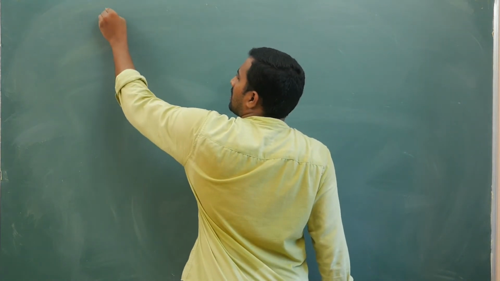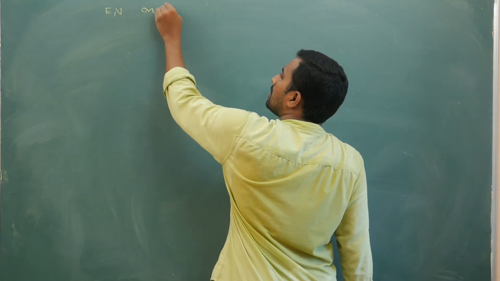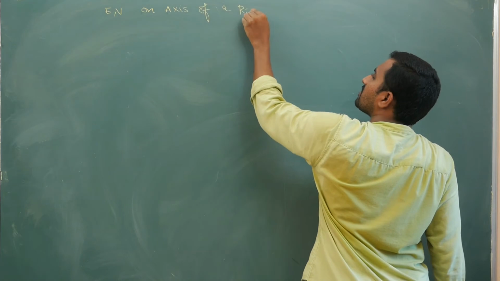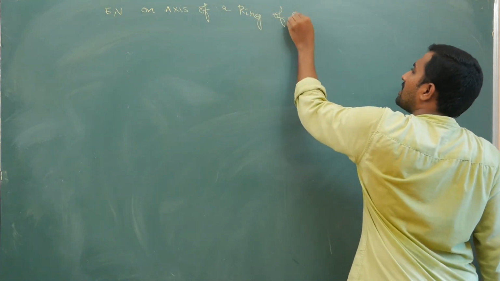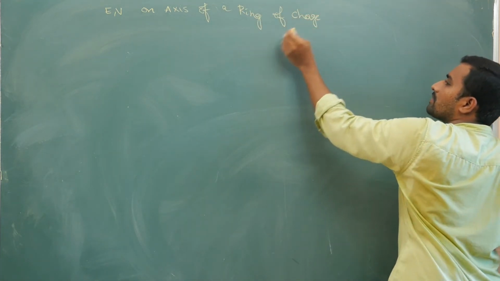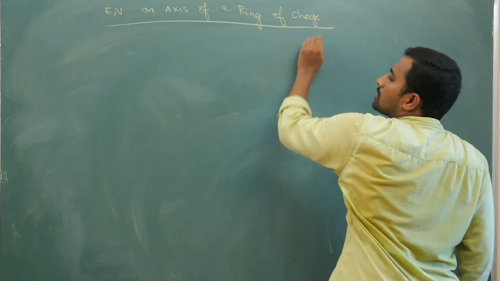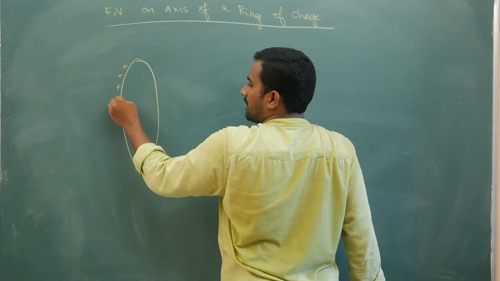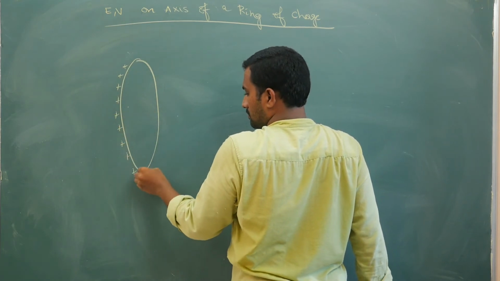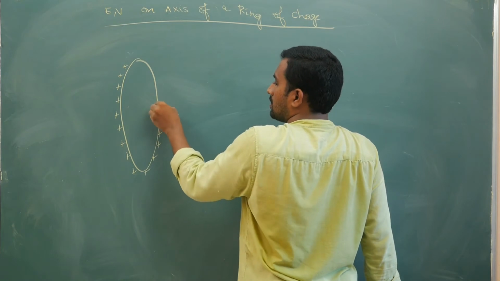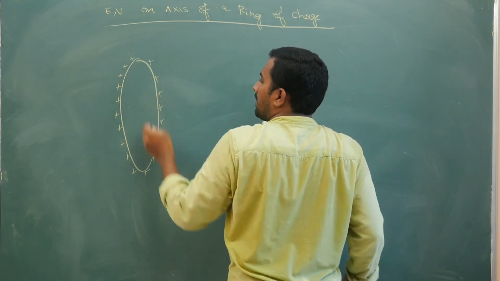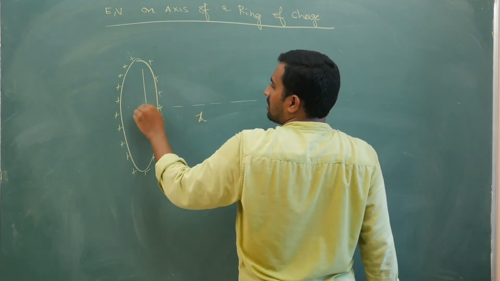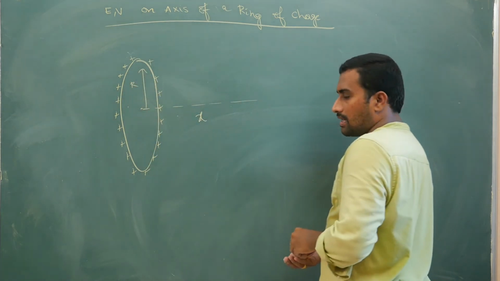Now coming to the next part, in the next part you have the electric field and potential on the axis of a ring of charge. So on the axis of a ring of charge, I am trying to calculate the potentials. Now here, this is your ring of charge. From here to here this distance is x, from here this distance is r.